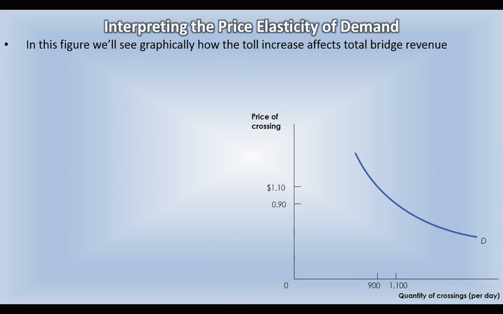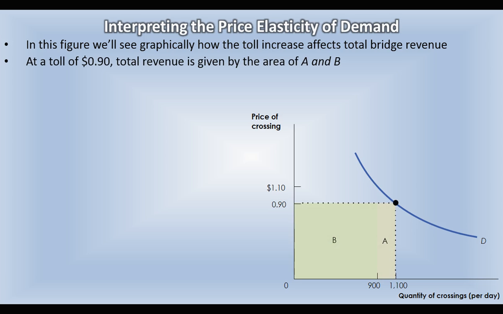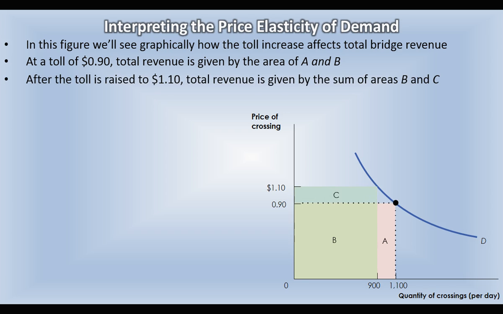In the figure, we'll see graphically how the toll increase affects total bridge revenue. At 90 cents, this entire area represents the total revenue, made up of both areas A and B, because they're going to be chopped up in a second. That's just 90 cents times 1,100. After the price is raised to $1.10, total revenue is now given by the sum of the areas C and B: the price of $1.10 times the quantity demanded at $1.10, which is 900.